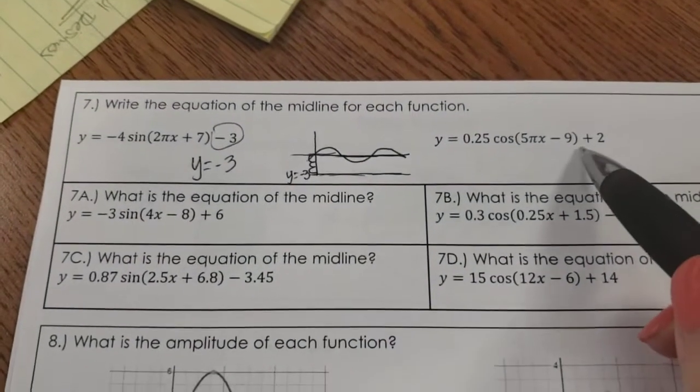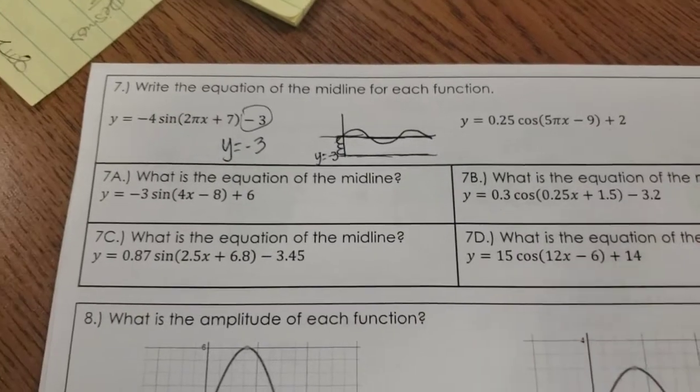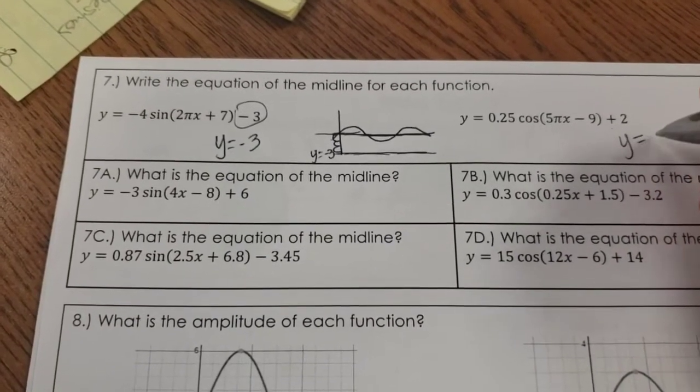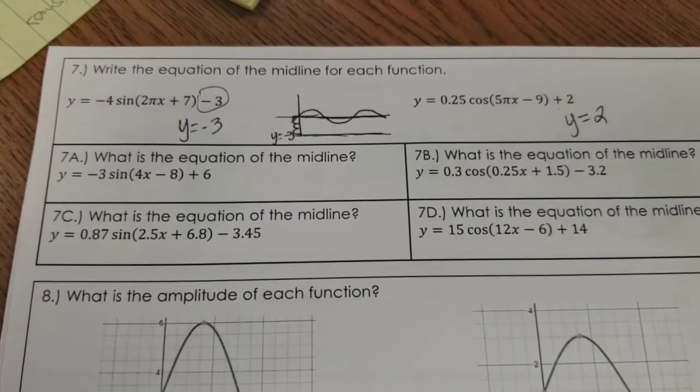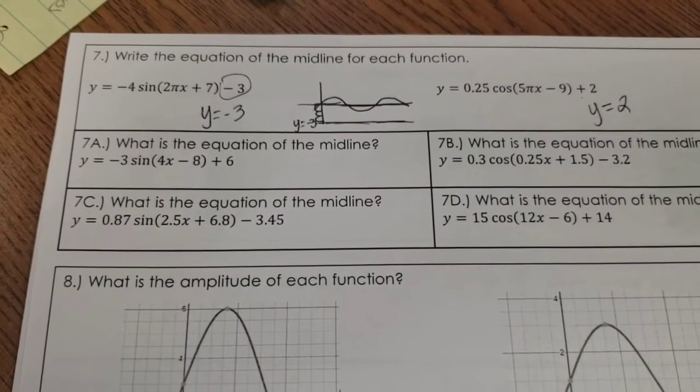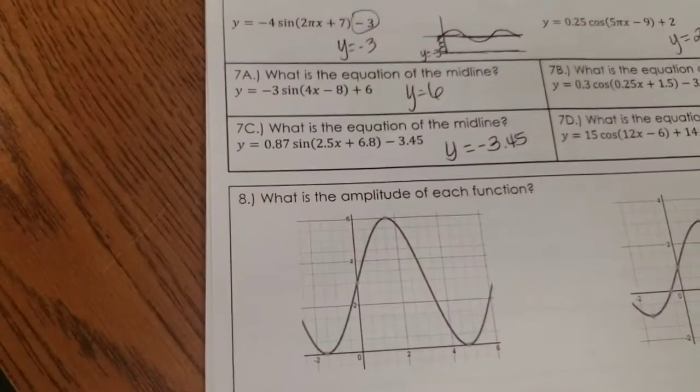The same thing happens here. If I shift cosine up 2 units, the midline is now at y equals 2. So go ahead and do 7a, b, c, and d and come back and check your answers.